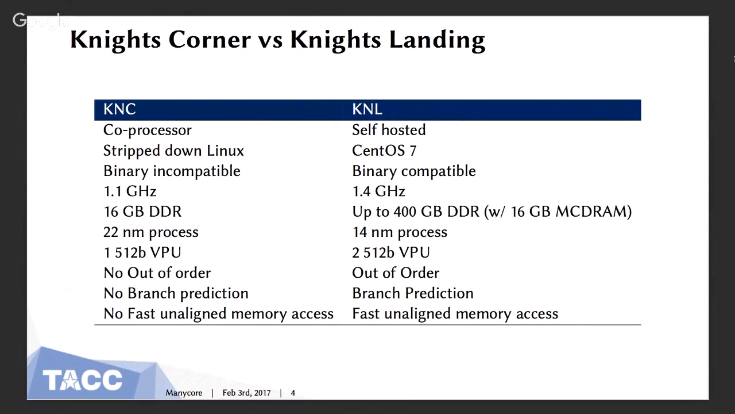So if you're familiar with the KNC, which is the coprocessor that's on our old system, there's some distinctions between the KNL and the KNC. Basically, you can think of everything about the KNL as better. It's faster. It's got more memory. It's self-hosted. It has 2 vector processing units instead of 1. It's capable of out-of-order execution.